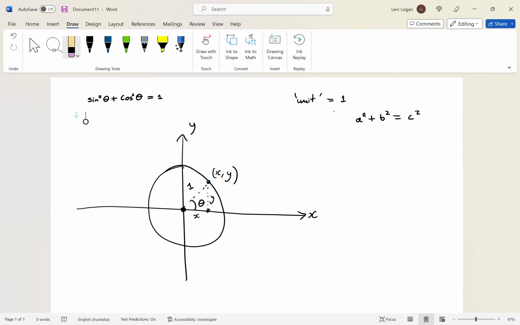All right. Now let's take a look at our trigonometry rules. So we have SOHCAHTOA.